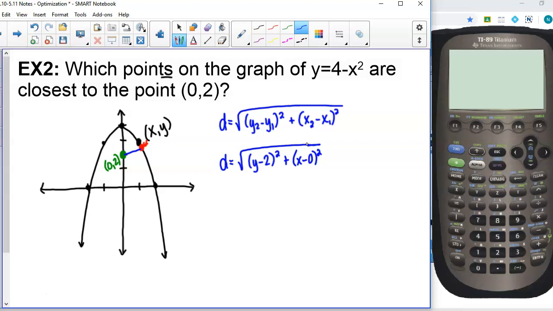So in the last problem, we had to create an equation to use. We don't have to do that here, because y is the y coordinate right here. I also am told that y equals 4 minus x squared. So if y equals 4 minus x squared, I can replace y with 4 minus x squared. So I'm going to do that. So I've got 4 minus x squared minus 2, squared, plus, I'm just going to write this as x squared here.